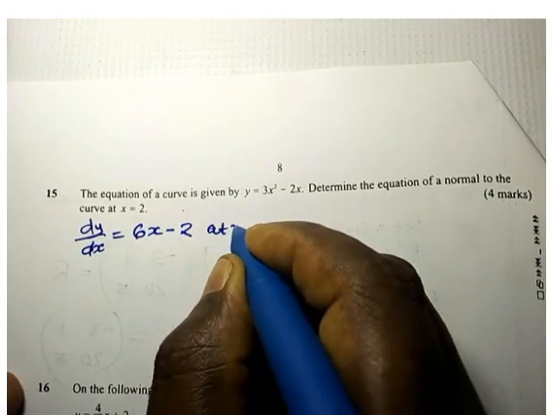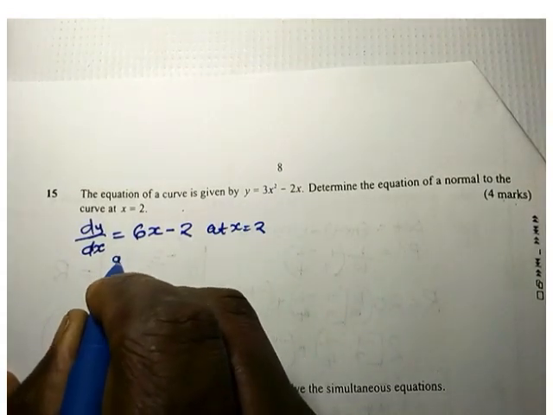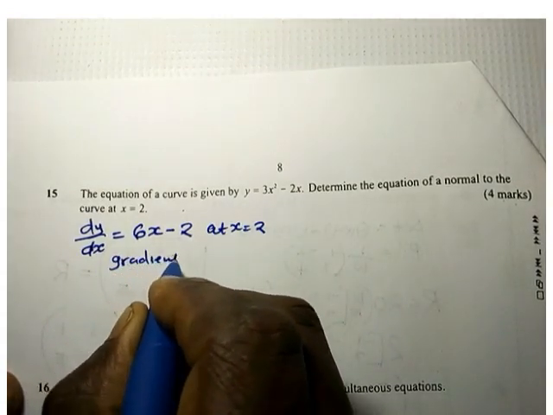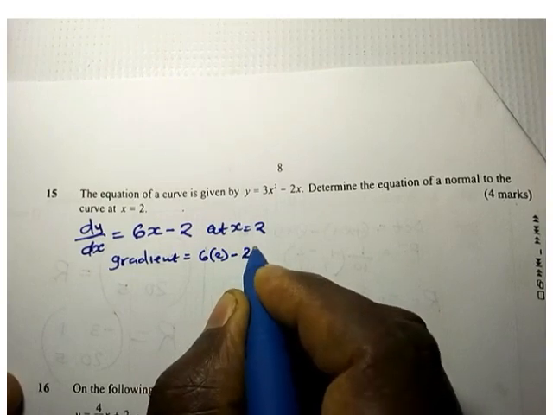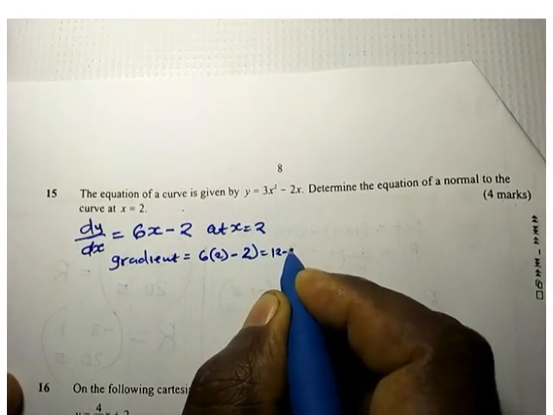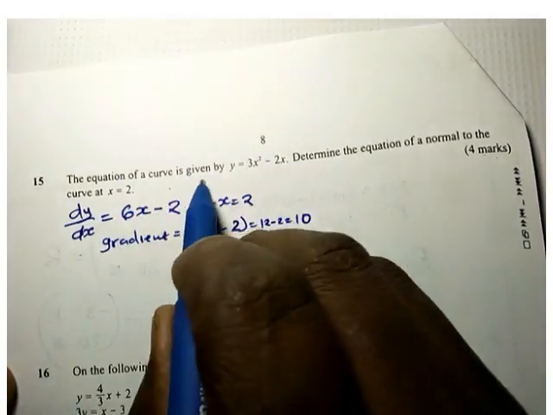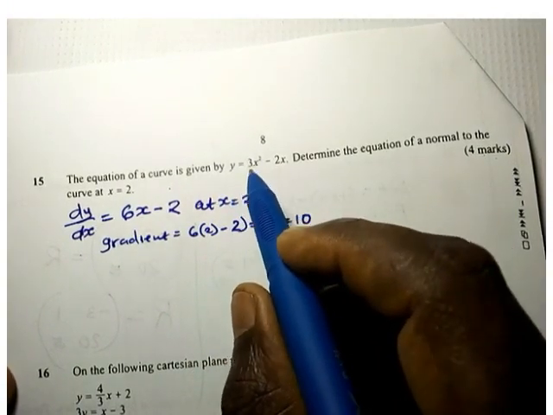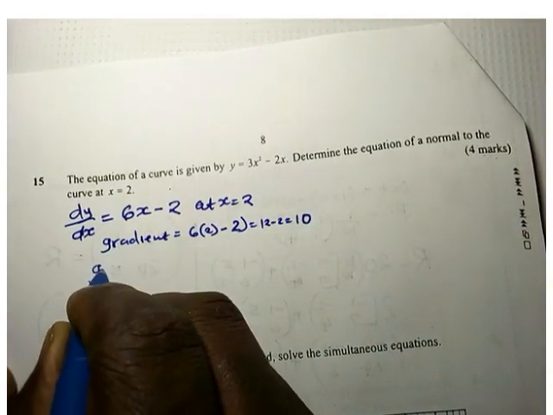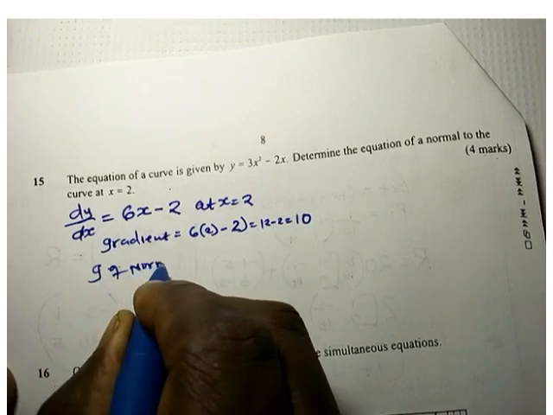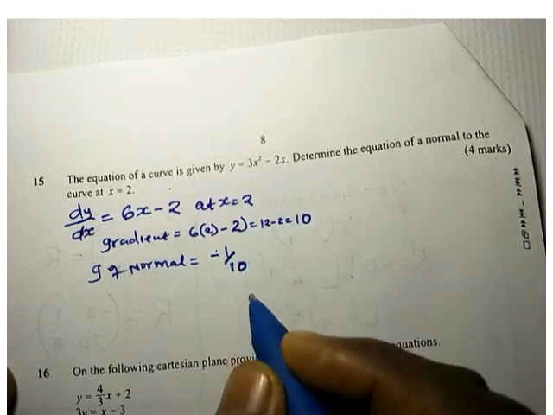But at x is equal to 2, we will now substitute here and get the gradient. So the gradient of the curve will be equal to 6 into 2 minus 2, and that is 12 minus 2. The gradient is 10. The curve and the normal, they are perpendicular, right? So the gradient of the normal is going to be negative 1 over 10 because they are perpendicular, and you know the relationship between the gradients of perpendicular lines.